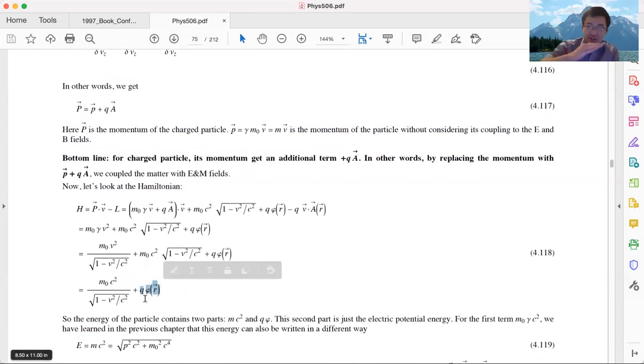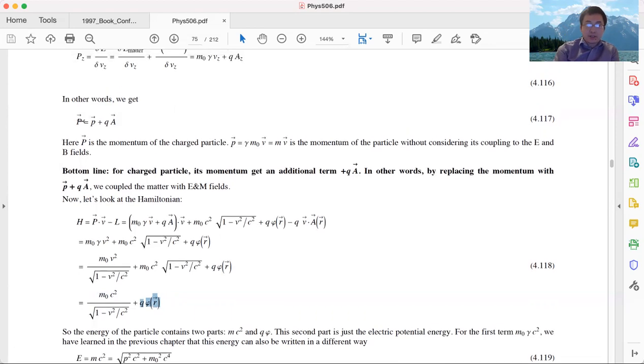This shift in energy is very easy to understand. What is Q times scalar potential? Q times scalar potential is nothing but electric potential energy. That's the definition of electric potential energy: Q times phi. Which means for a charged particle moving in an E and M field, the energy is not only the kinetic energy. It also contains the potential energy from the electric potential. So this part is easy to understand. And the momentum modification is a little bit harder to understand, a little bit harder to realize.